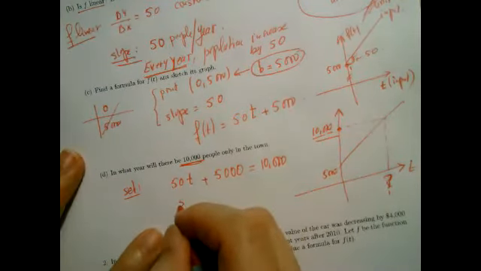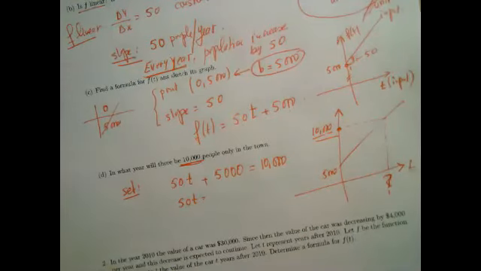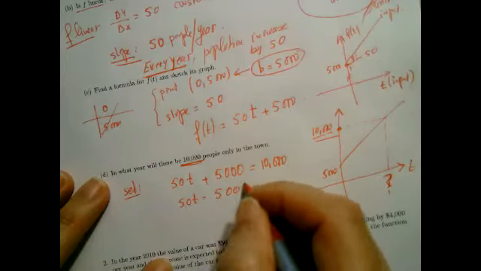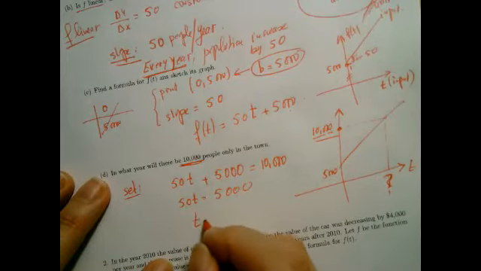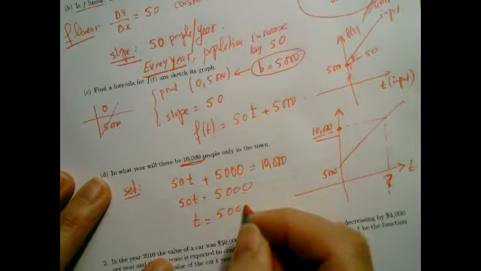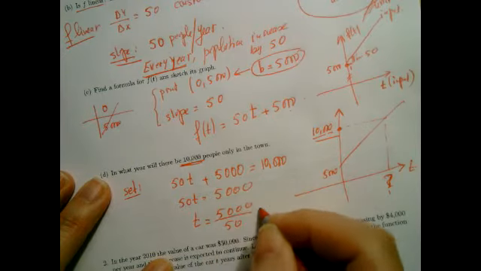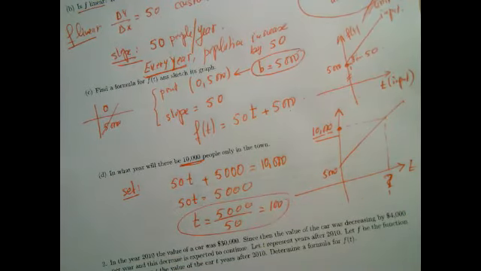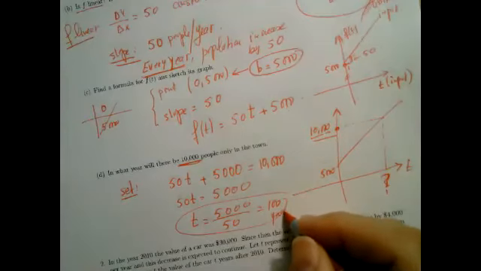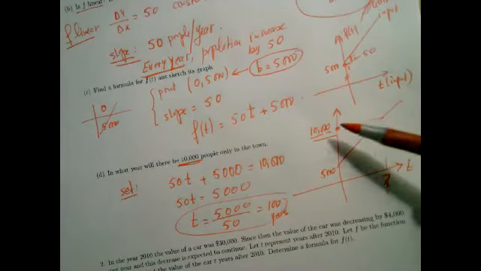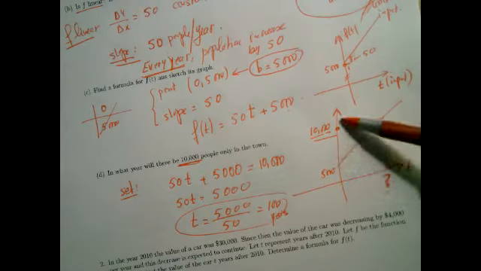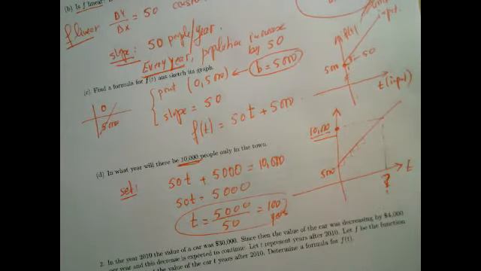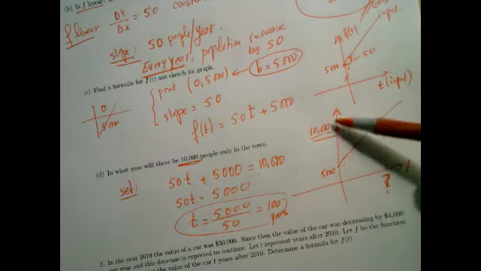I take away 5,000 from both sides, which gives me 10,000 minus 5,000. I divide by 50 across, and I get 100 years. The unit is years, of course, because we're finding the input that gives me an output of 10,000. So if this population keeps growing by 50 every year, it's going to take 100 years to double, to go to 10,000.